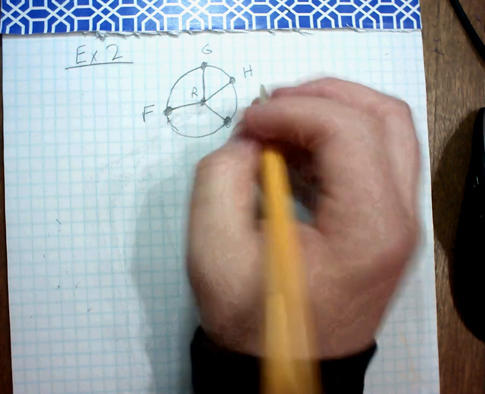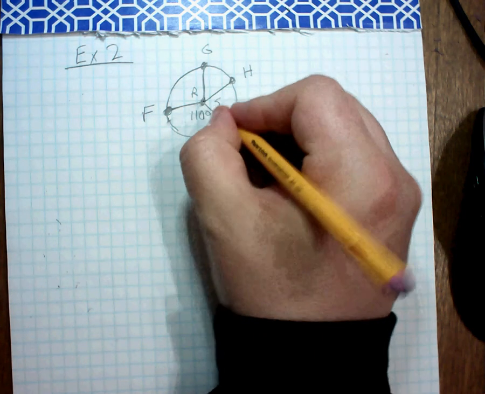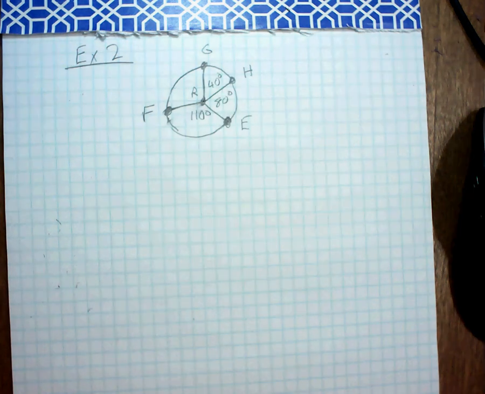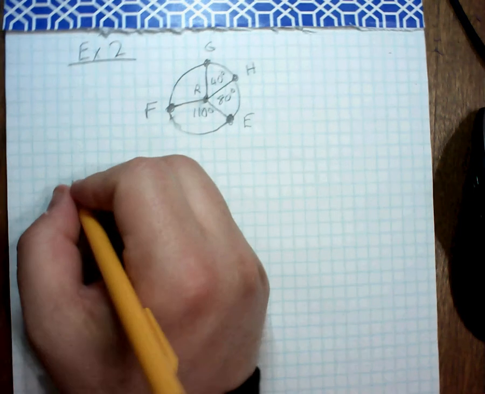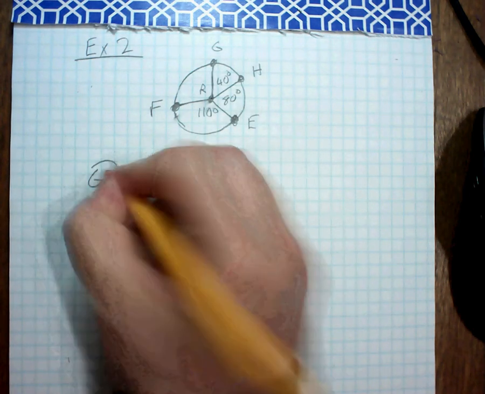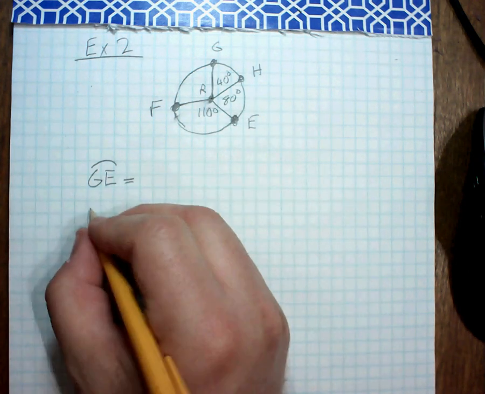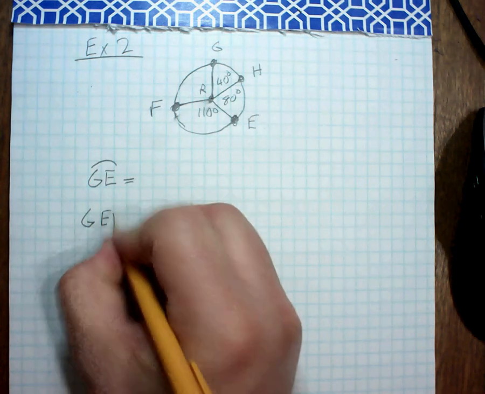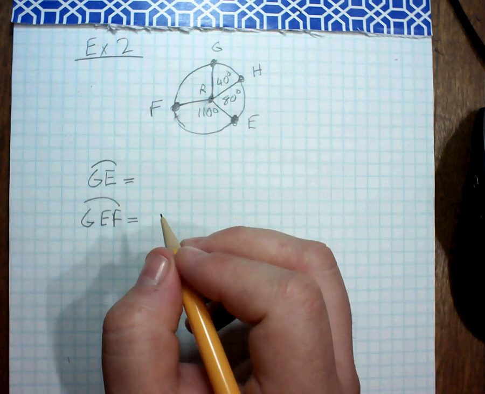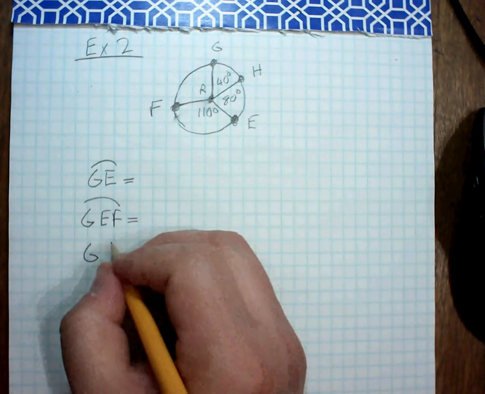And we are told that this angle here is 110. This is 80 degrees, and this one is 40 degrees. And we're asked to find the following. What is the measure of the arc GE? What is the measure of the arc GEF? What is the measure of the arc GF?